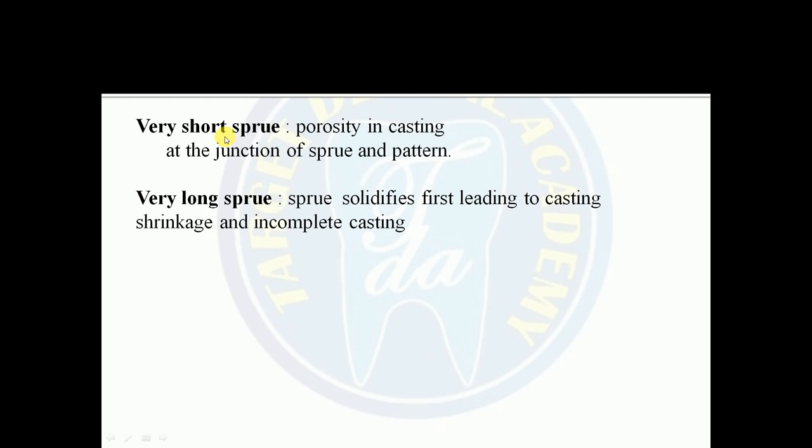There are two types of sprue, very short sprue and very long sprue. Very short sprue causes porosity in the casting at the junction of the sprue and the pattern, and when you are using very long sprue, it solidifies first, leading to the casting shrinkage and incomplete casting. It is a very important point, you have to keep this in mind.